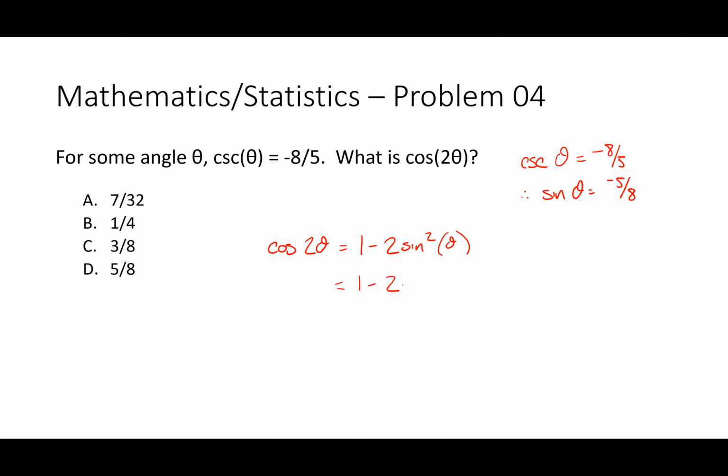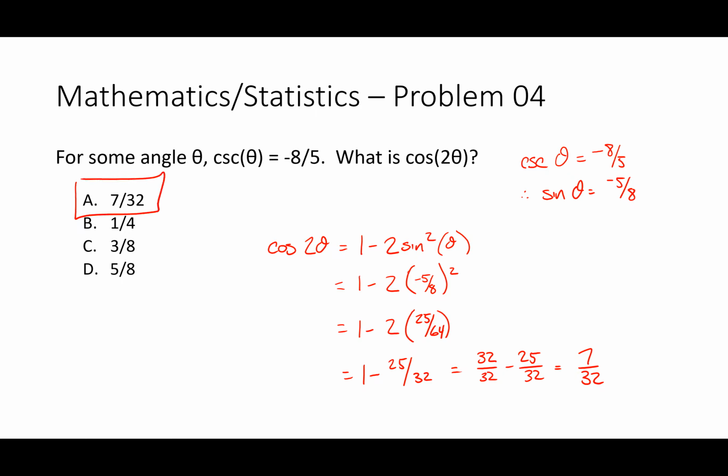So 1 minus 2, and then it's a quantity squared. That quantity is -5/8. I probably don't need the brackets there. So if I square a number, that's always going to be positive, and so that's 25/64. Multiplied by 2, that's 1 minus 25/32. So that's 32/32 minus 25/32, or 7/32. Again, just flexing those trig muscles a bit.